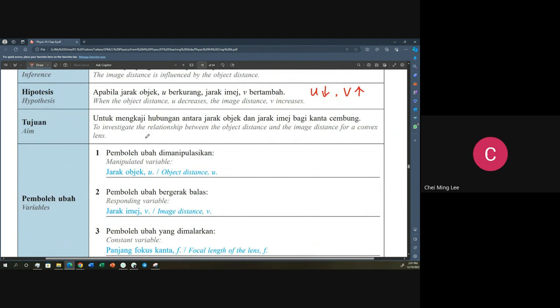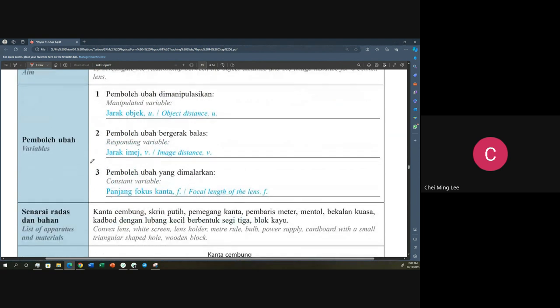So the variables: the manipulated variable is the object distance u. The responding variable is the image distance v. The constant variable is the focal length of the lens, f.